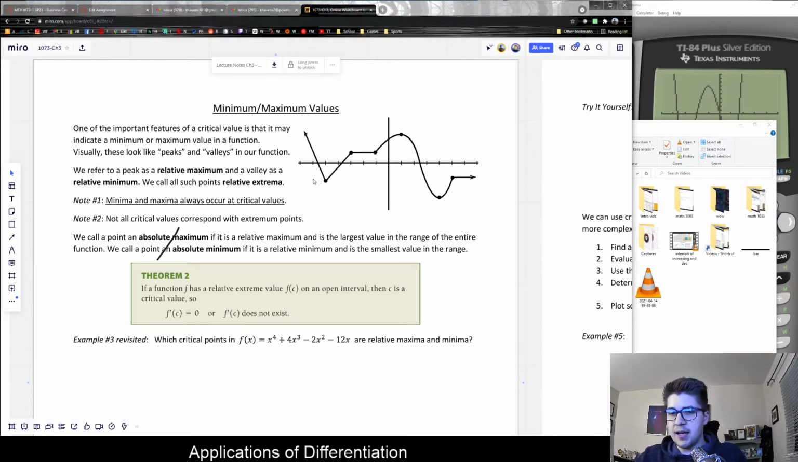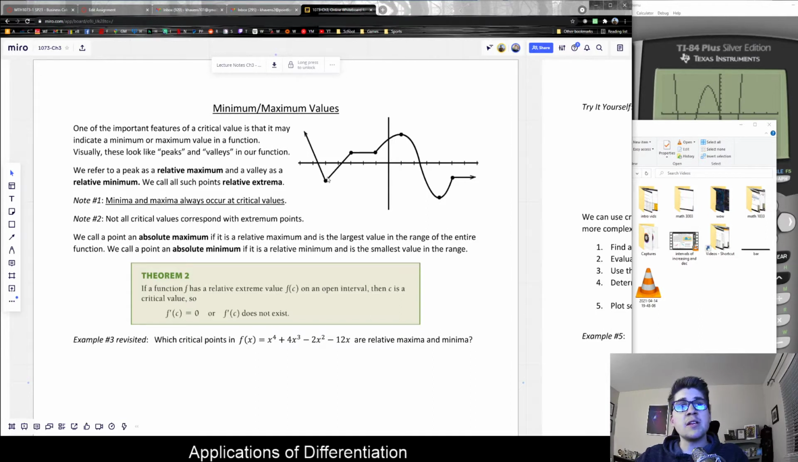But this function had critical values at -5, -3, -1, 1, 4, and 5. Actually 6 values, I misspoke. But basically, notice that, and I mentioned this last time, some of those critical values correspond with minimum or maximum values.